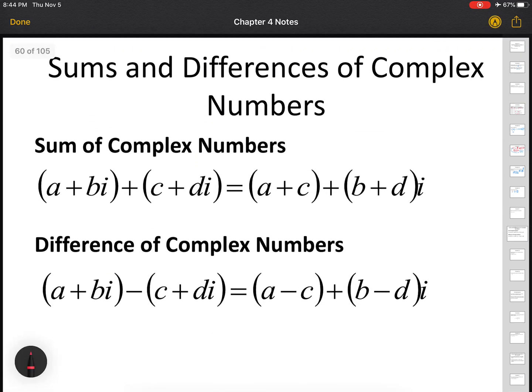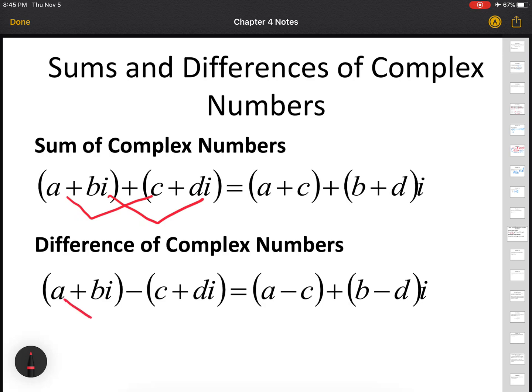So with this section, our goal here is to be doing operations with complex numbers. So adding, subtracting, multiplying, dividing. If we want to add them or take the sum of two complex numbers, what we're going to do is add the real parts together and then separately add the imaginary parts together. That will give us a new complex number.